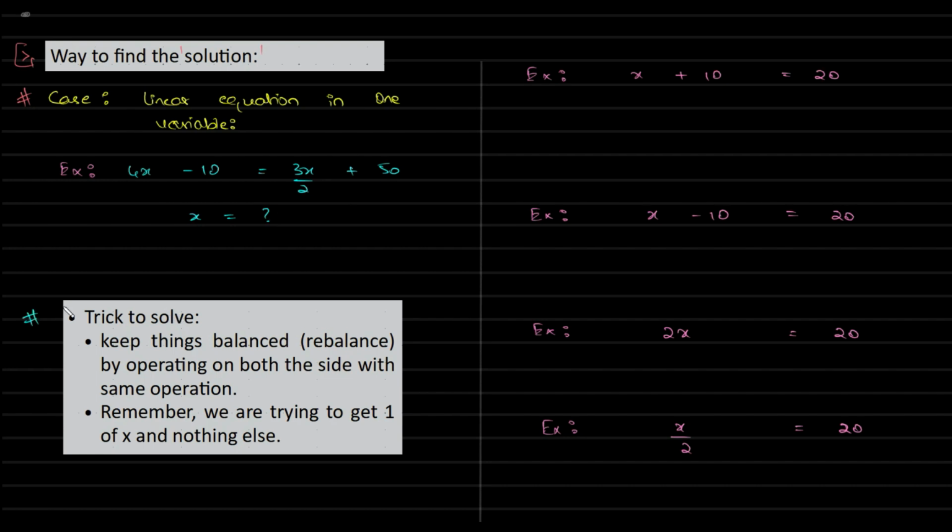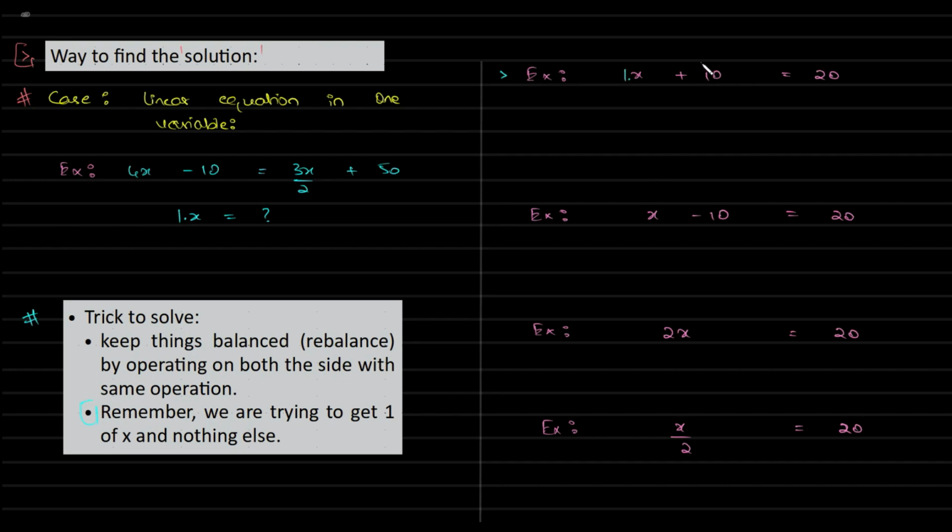The trick to solve such a thing is keep things balanced. Rebalance by operating on both the sides with the same operation. So what does this mean? I'll be explaining with 4 examples over here and a few more problems. The key thing here is we are trying to get 1 of x and nothing else. We are just trying to find 1x.